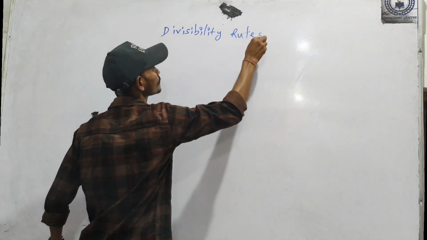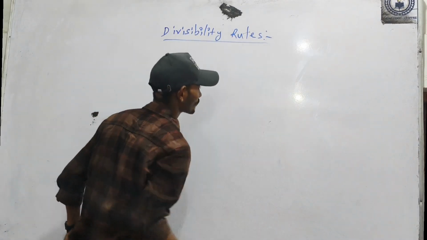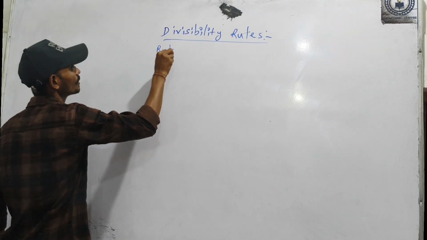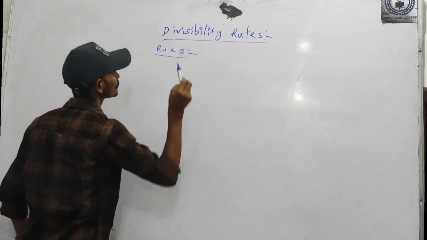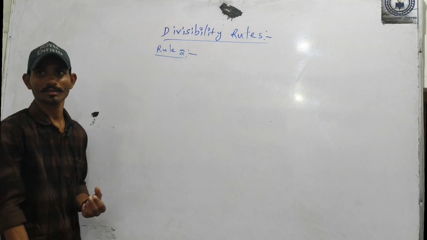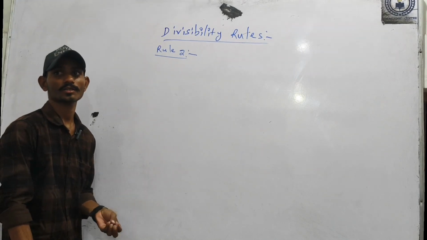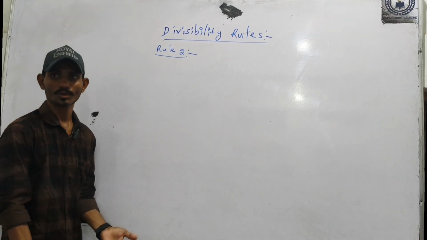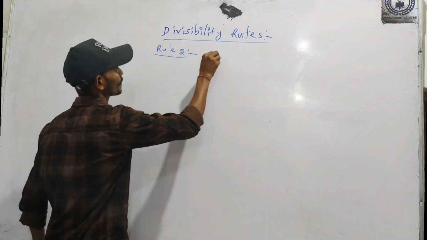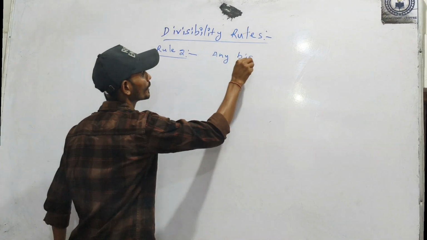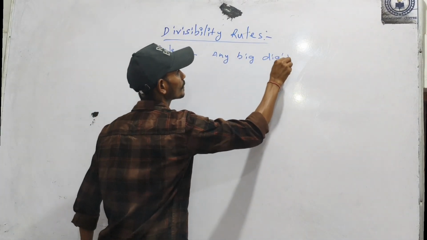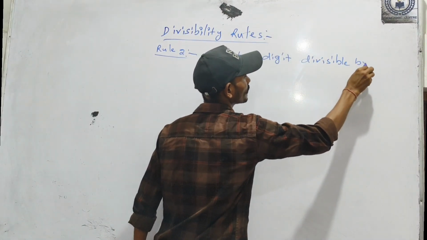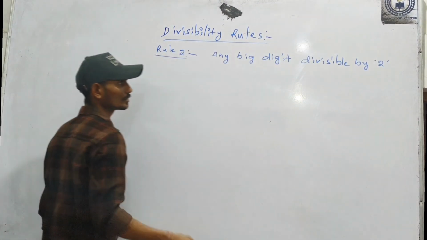Divisibility rules. Observe. Divisibility rule number 2. For any big number given, we can simply identify whether that number is divisible by 2 or not. Now we are going to learn the rule for how to identify whether any big-digit number is divisible by 2.